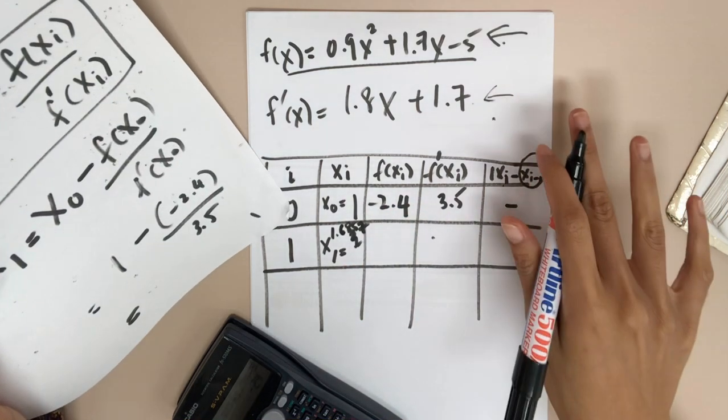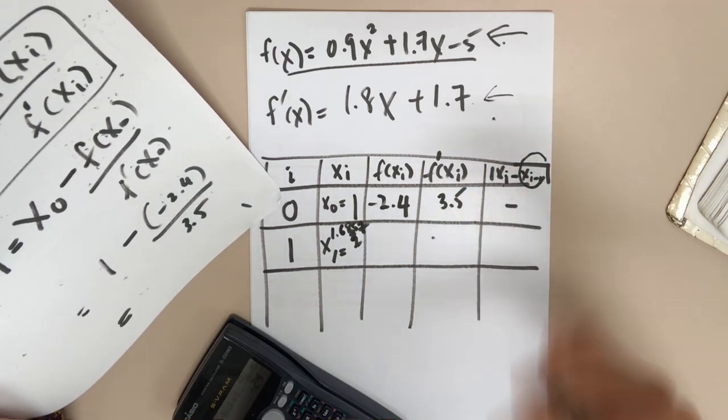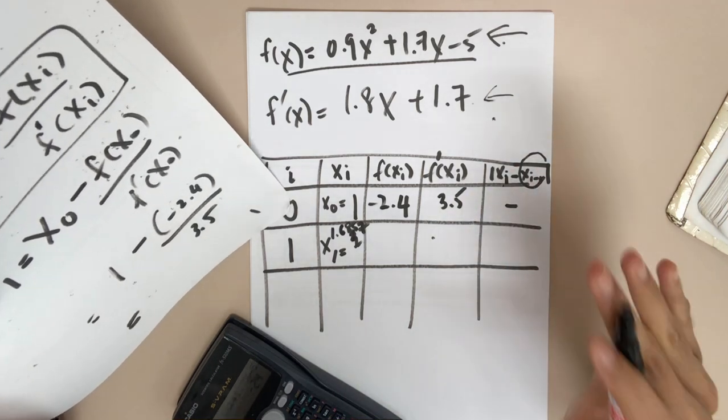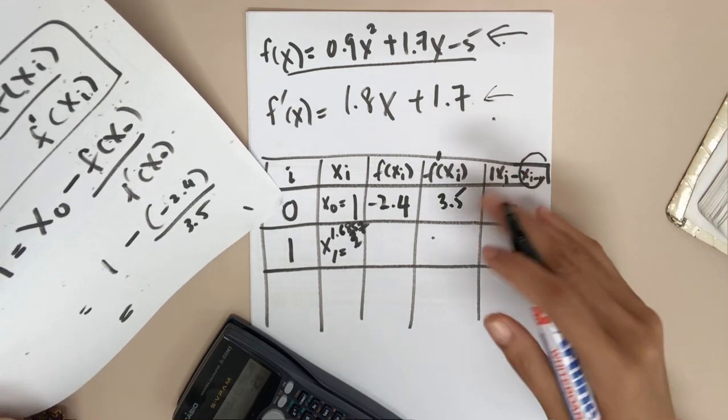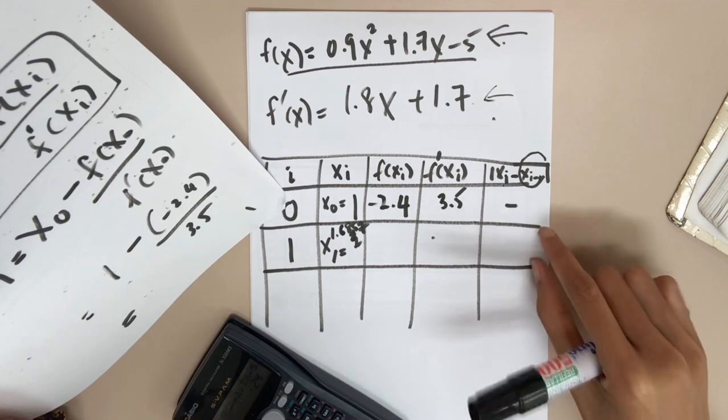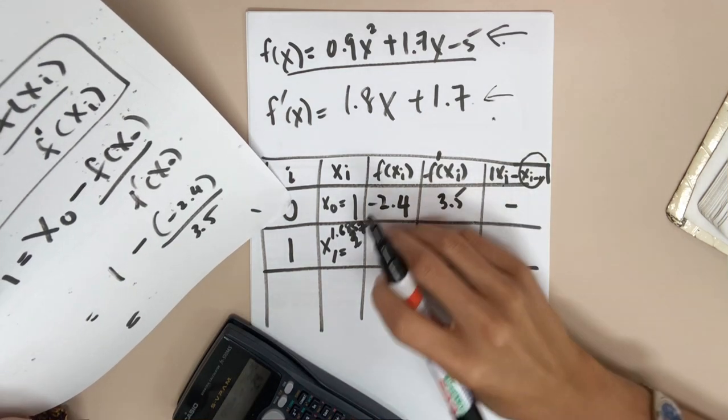Okay, I'm not sure you can see clearly, but you can listen. I repeat it again: 1.6857. So that one is your x1. And then you will repeat again until you fill up this one. Okay, I will complete this one first.